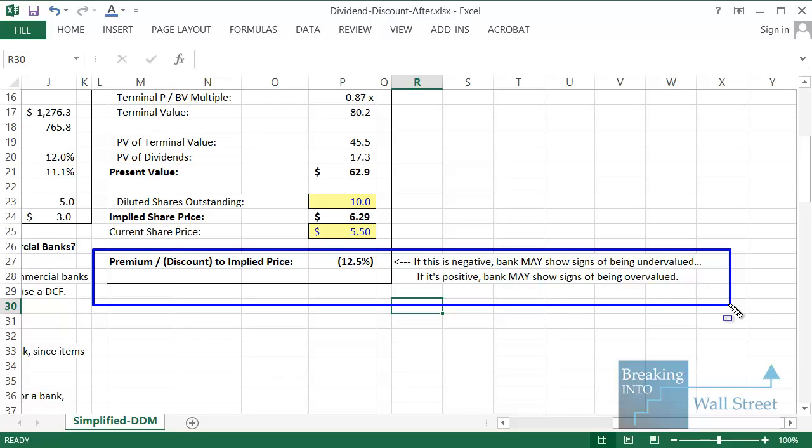You have to look at the market, the bank's position. You have to try different assumptions, create some sensitivities. But this is an early sign that perhaps it is undervalued. If this were a premium to the implied share price, then perhaps the bank might be overvalued. But again, it's not an absolute indication. It's just one piece of the trail that you follow when you try to determine this and try to figure out if the clues say it's overvalued or possibly undervalued.